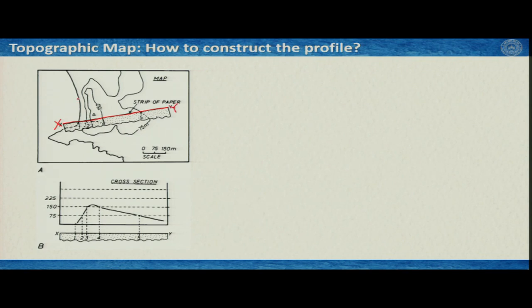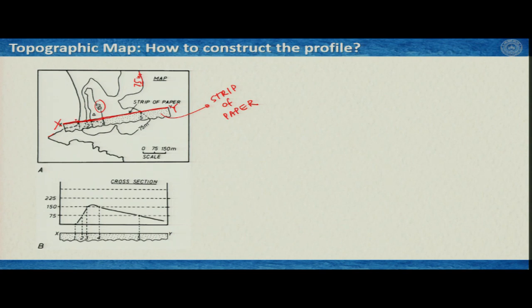Now we have a series of contour lines. For example, this contour line is 75 meters, and then this contour line is closing here, and then we have 150 meters here, which is this one. And if this is 150 and this is 75, then this one should be even lower. If we do this, we can figure out the number of contours cutting across this XY line. So what you do, you take a strip of paper, which is this one, and align the edge of this paper along the XY line.